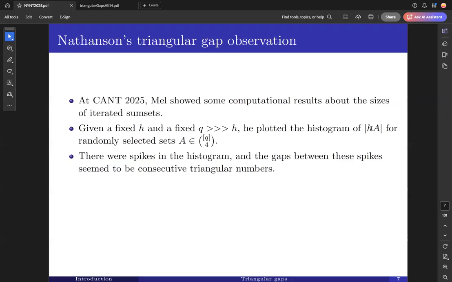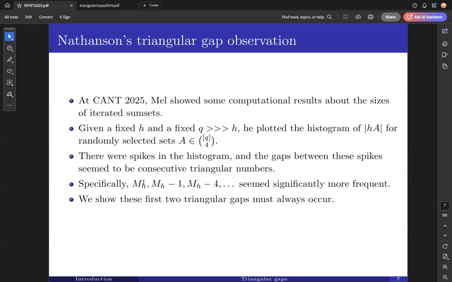So I had this idea of where triangular numbers would show up. Specifically, given an H-fold sumset of a set of four elements, M sub H, that maximum size, was the most frequent. Then M sub H minus 1 was fairly frequent. But then it seemed kind of rare to get M sub H minus 2 and M sub H minus 3. But M sub H minus 4 shot up again. And then it dipped for a while.